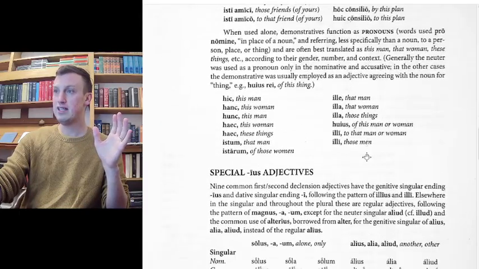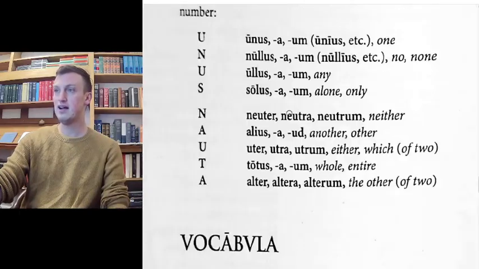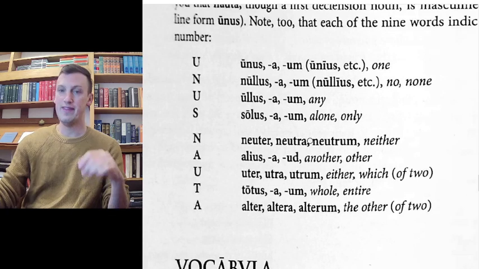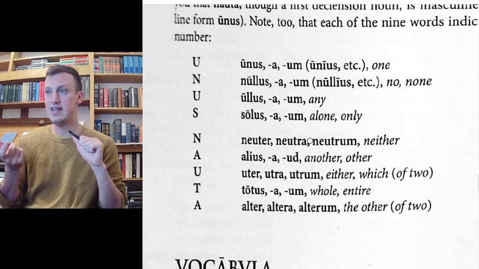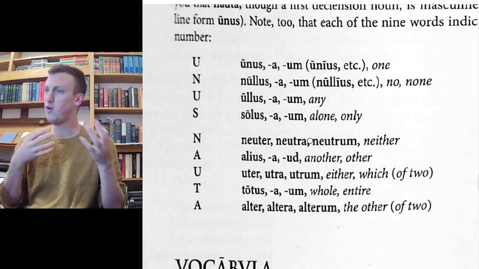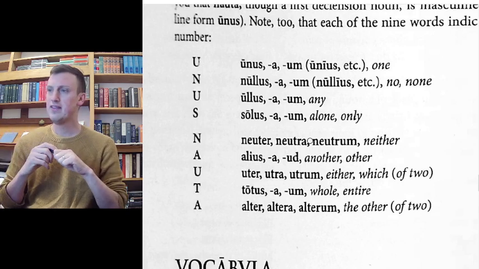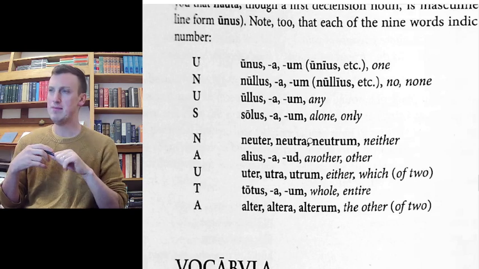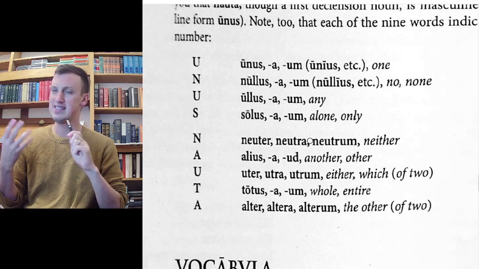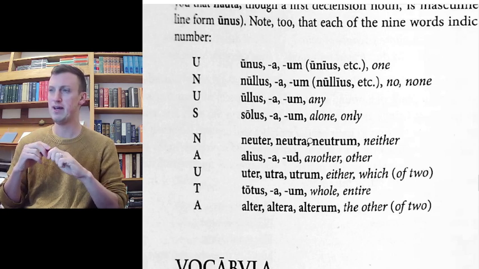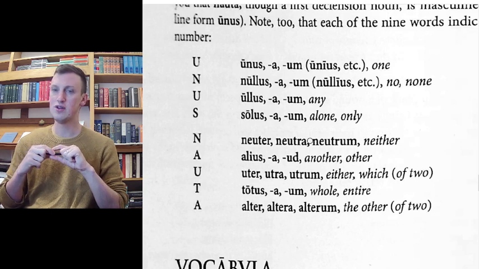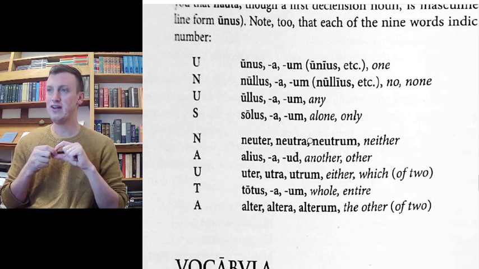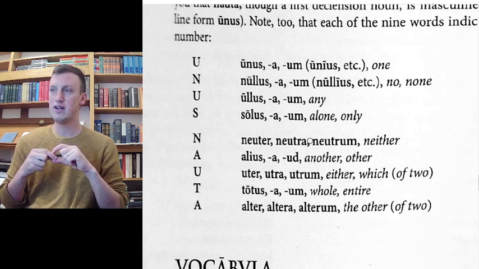You are then given a list, I'm actually going to scroll all the way down to the list, of other adjectives that take these ius endings. And there's a sort of quantifiable, they have in common that they've got some relationship to quantification, or maybe existence, potentially you could say. I think quantification works better. So unus meaning one, nullus meaning none, ullus meaning any, solus meaning only, neuter meaning neither, alius meaning another, uter being either, totus being entire, and alter being other.